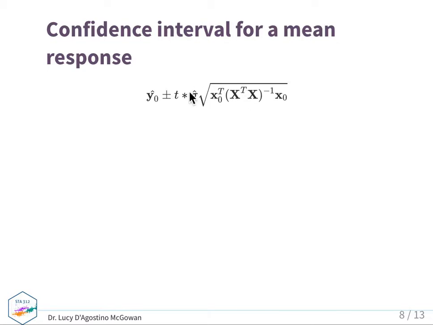And so to calculate a confidence interval around this mean response, it's going to be just this y hat 0 plus or minus t star. That t star is just like we would get otherwise from a t distribution with n minus (p plus 1) degrees of freedom at whatever alpha level we're interested in, times the square root of our variance, which is equivalent to sigma hat times the square root of x naught transpose times (X transpose X) inverse times x naught. So that's going to be the confidence interval for the mean response.